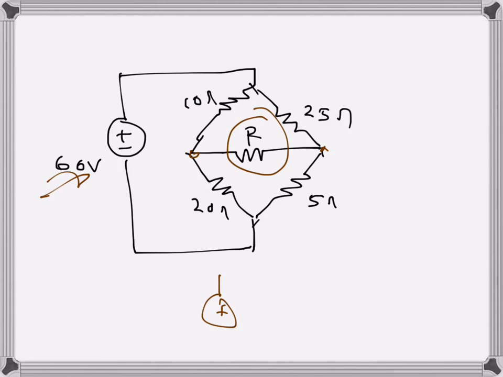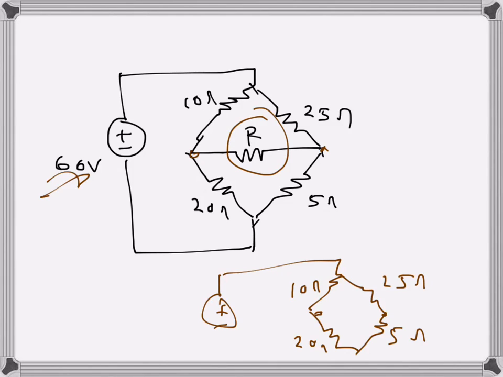So if we draw it like this, the circuit with these terminals open, that's 10 ohms, 25 ohms, 20 ohms and 5 ohms there, 60 volts there. So what is the resistance that R will see from this terminal? We want to find Thevenin's resistance basically.